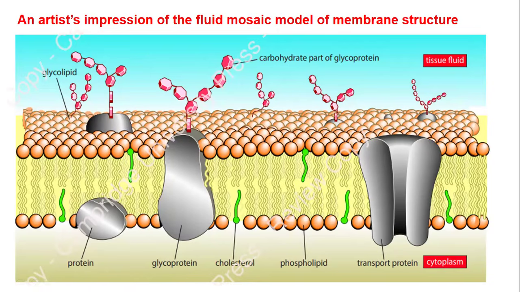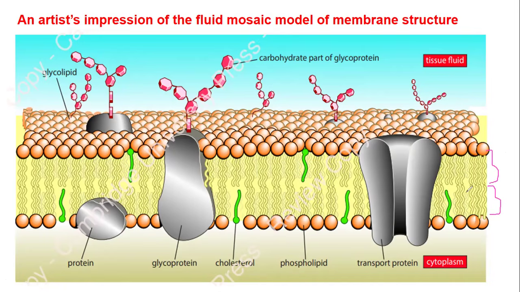Now, the cell surface membrane is made up of phospholipids. You can see phospholipids make up the greatest part. So the cell surface membrane has a bilayer of phospholipids. Remember, this is the first layer, and then we have the other layer. So both of them are going to form the bilayer.